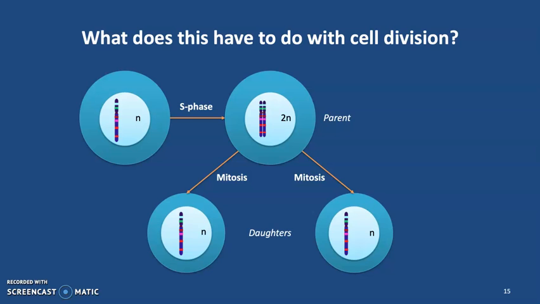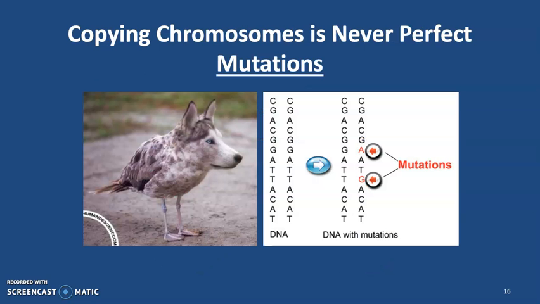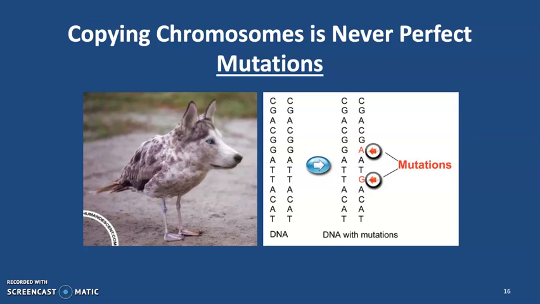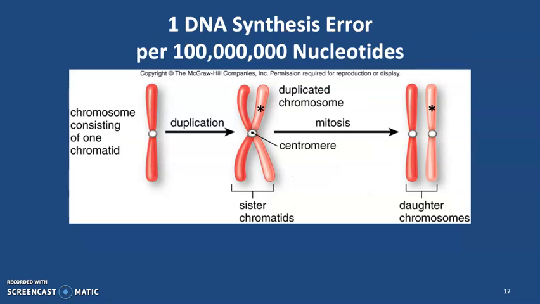So that's what's happening. The problem is that every time you do that copying, so in S phase, you're making two from one, every time you do that, you're going to introduce errors. So here's an example. We have the original DNA, and after synthesis, the new strand has some errors.